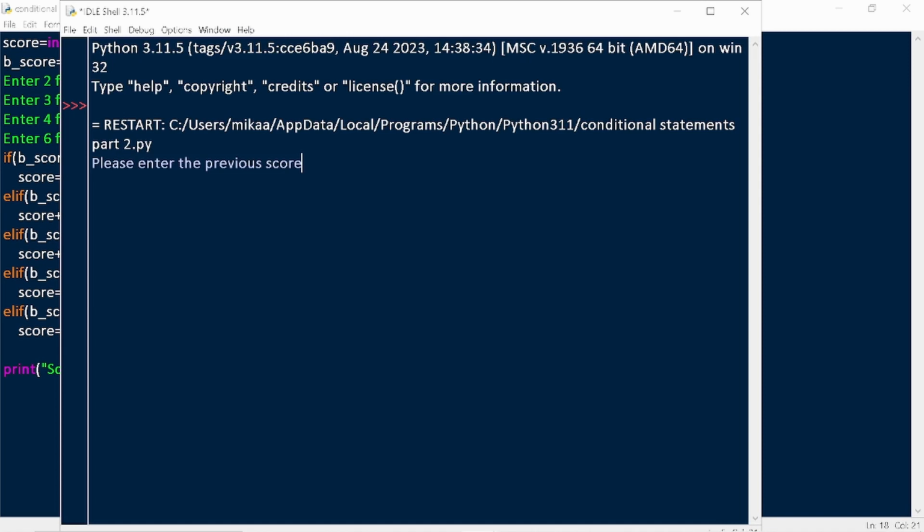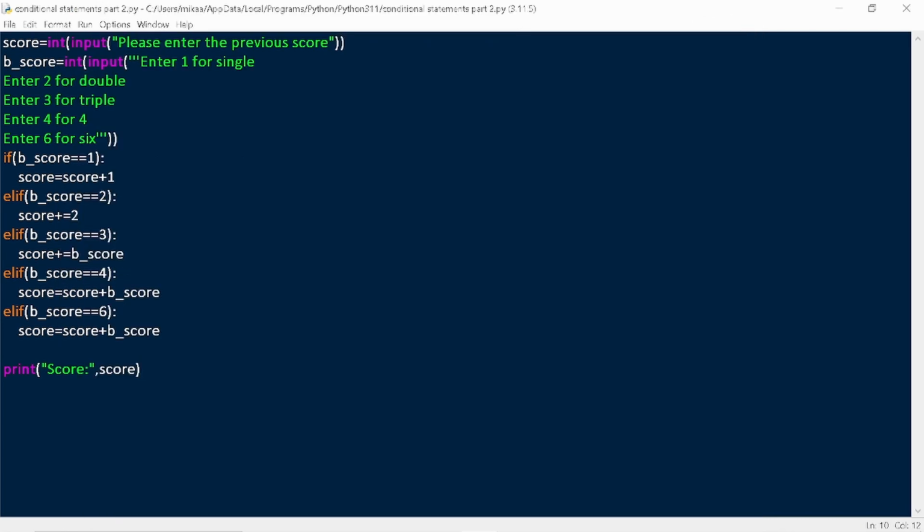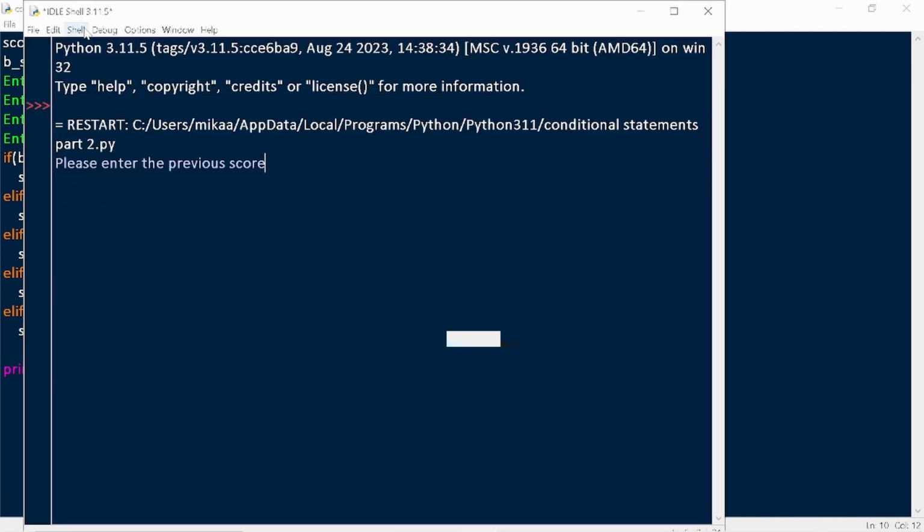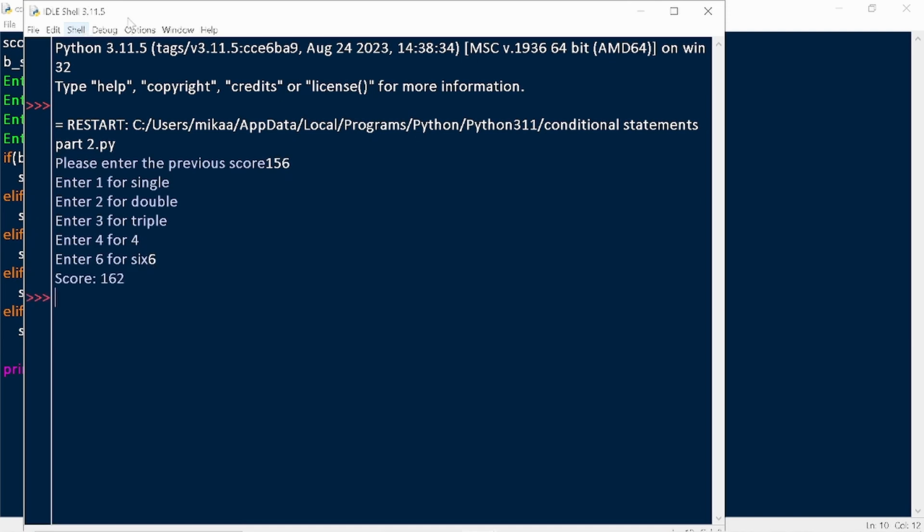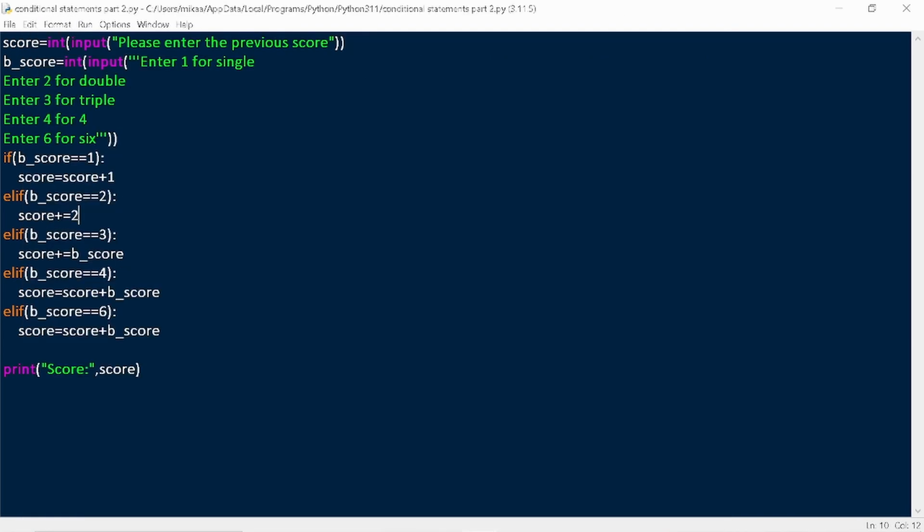So, please enter the previous score. Let's say the score is 123. Now if a person takes a single, this means we have to write 1. So the score is 124. Same as if I run this again, and the previous score was 156 and I enter 6 over here. So the score is 162.